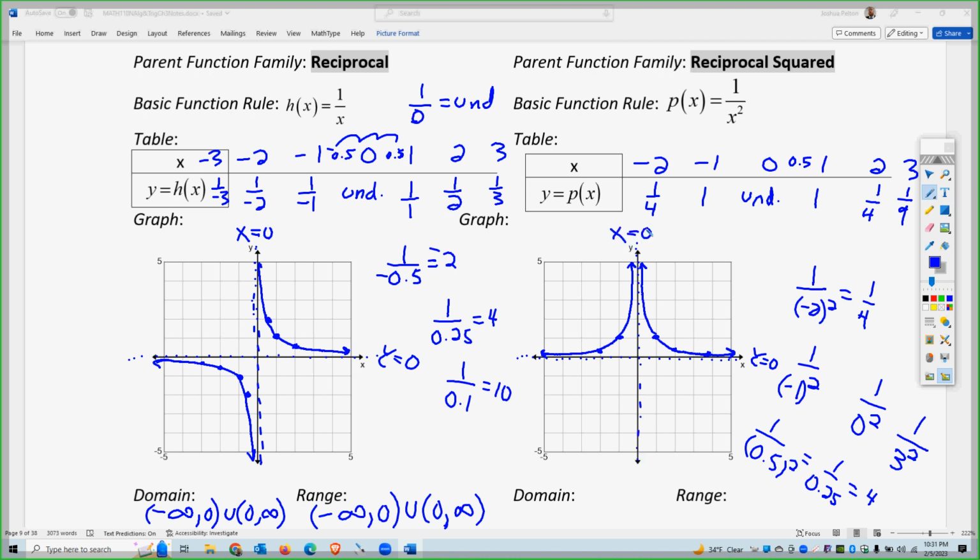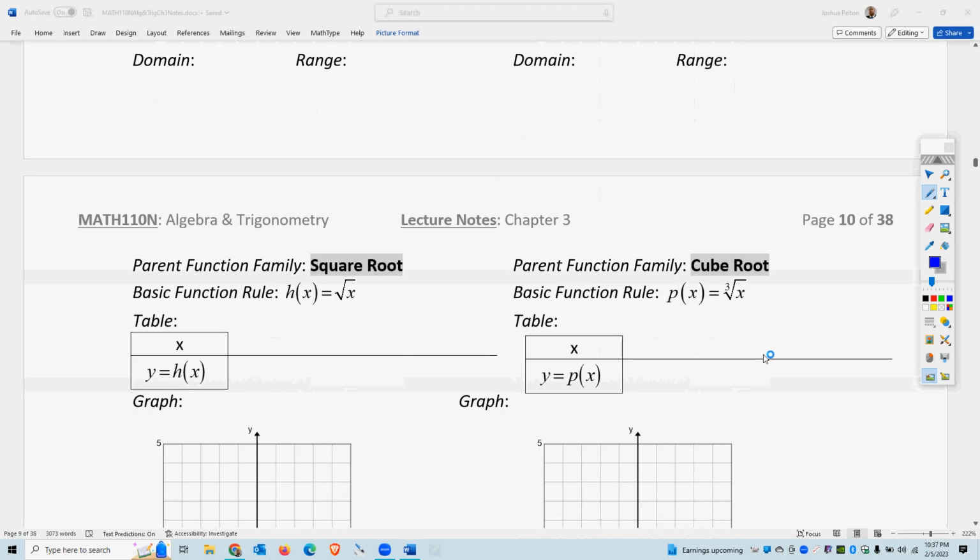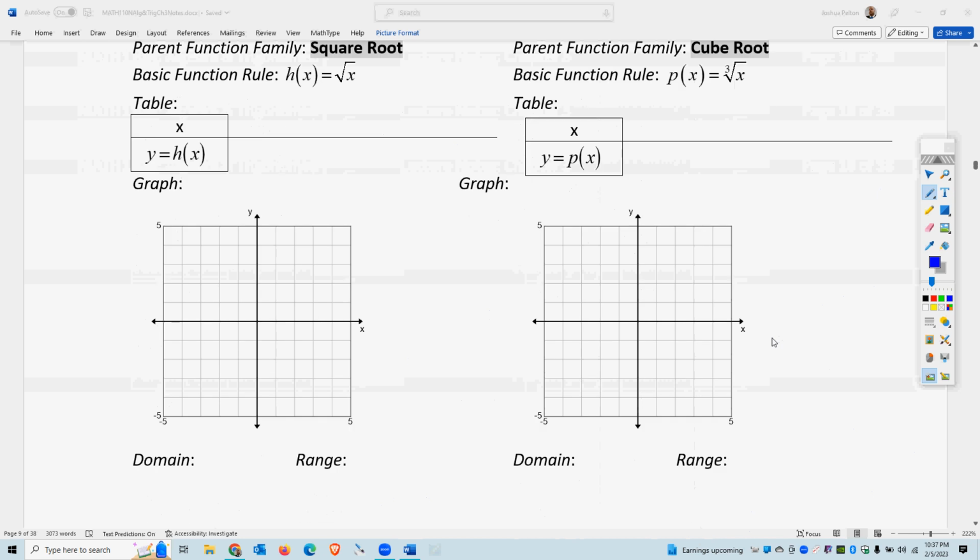Okay, so my domain, I can go forever left all the way to 0, not include 0, then go from 0 to infinity left and right. So up and down, I can't get down to 0 or below 0. So it's 0 up to infinity, but I cannot go to 0. I can't actually get there up and down. Okay, so last two is the square root and the cube root.